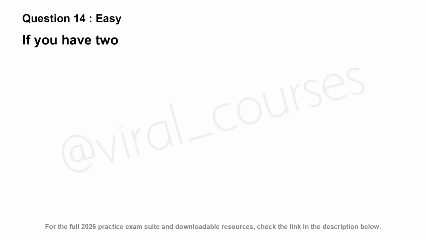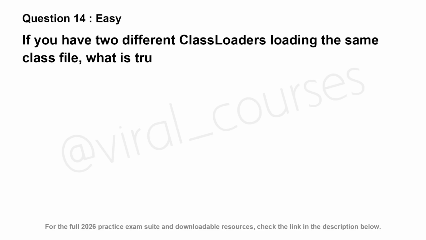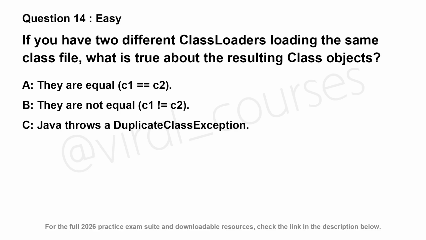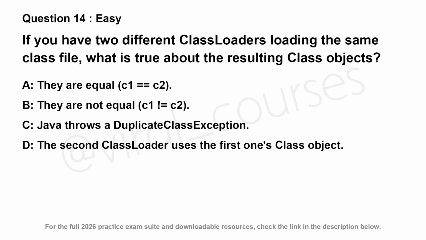If you have two different class loaders loading the same class file, what is true about the resulting Class objects? Option A. They are equal: c1.equals(c2). Option B. They are not equal: !c1.equals(c2). Option C. Java throws a duplicate class exception. Option D. The second class loader uses the first one's Class object.